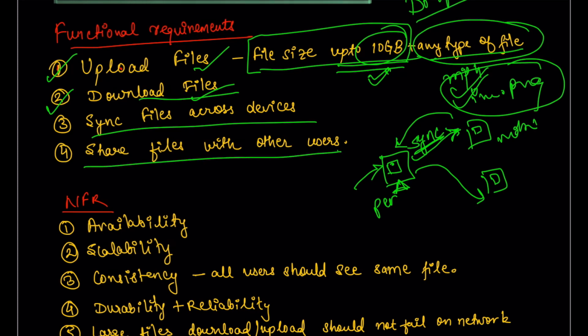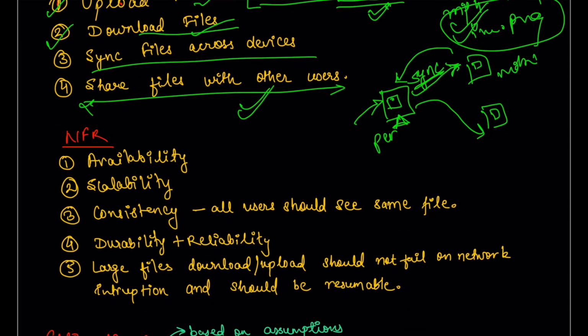Share files with other users. Definitely you will have to update the permissions of the file, like who all users can access the file, right? As you upload the file, you can give them permissions to edit the file or download the file or view the file. So similar kind of functionality we are looking for.